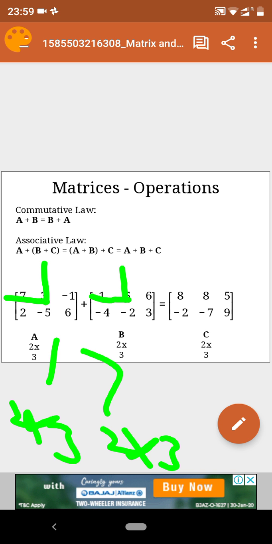And addition of matrices is commutative. And you know what is commutative? That is, even if you reverse them. So matrices are generally denoted by capital letters, capital A and capital B.